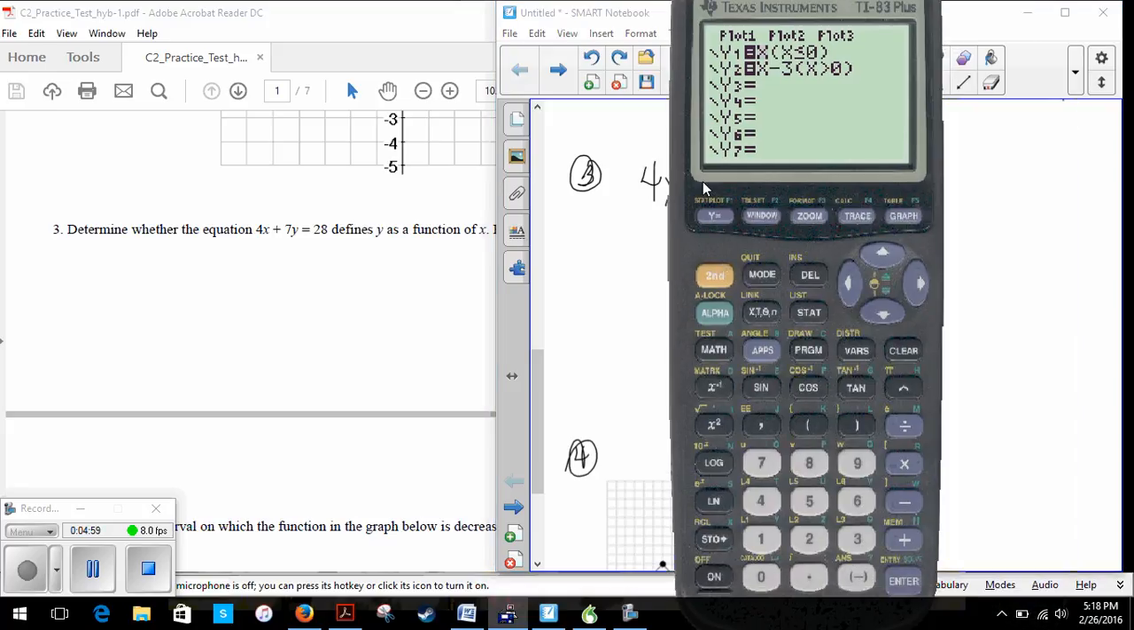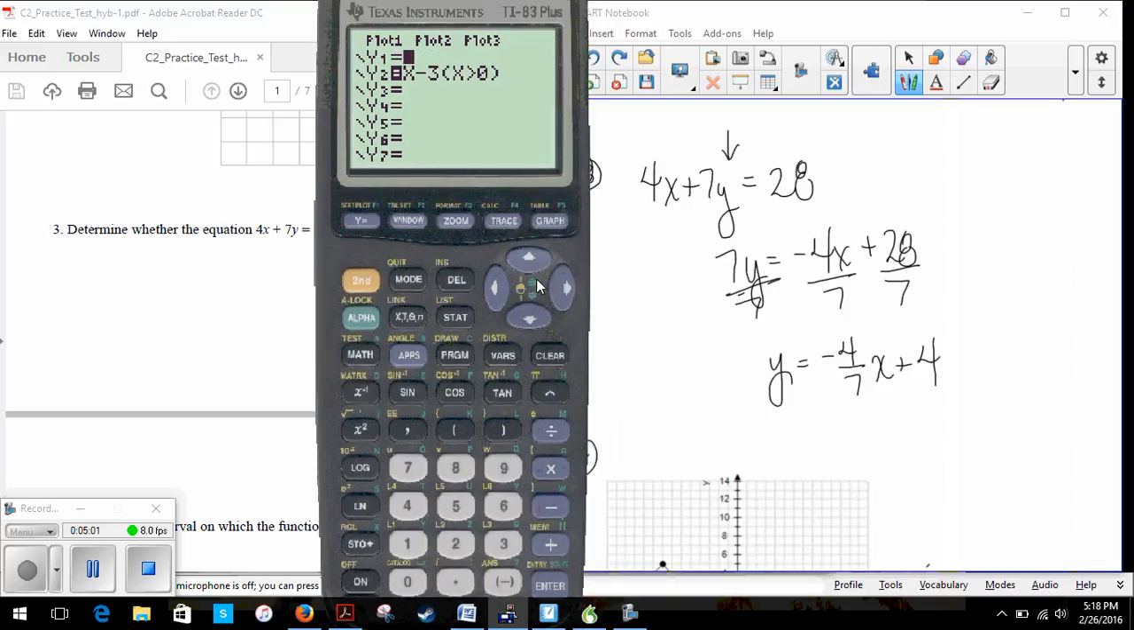In my calculator, I'm going to put the negative 4/7 in a set of parentheses, x, and then say plus 4. When I hit graph, I'll get the line.